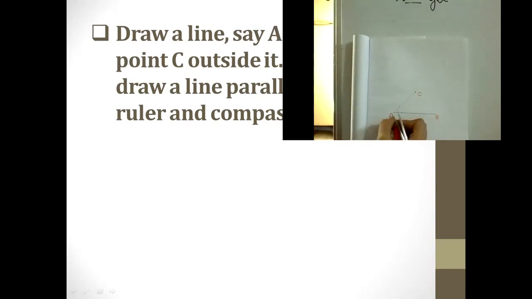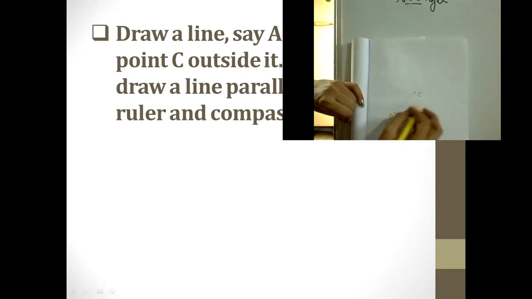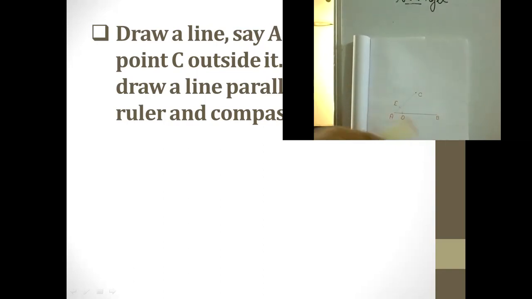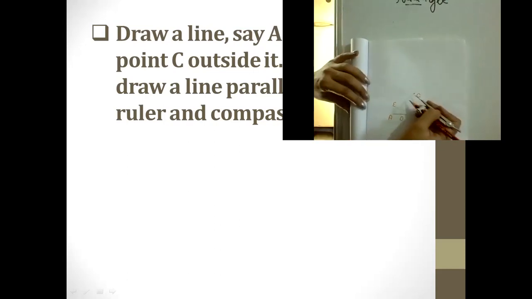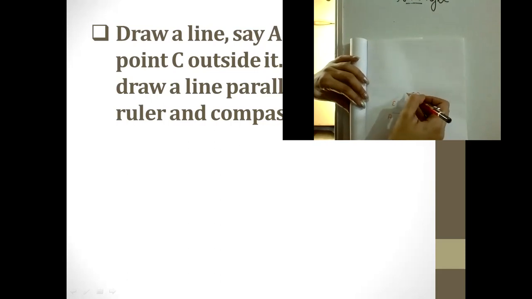Suppose we give the names D and E. Then what we have to do? We would be keeping our compass on point C, then making an arc, the way we did in our last question.